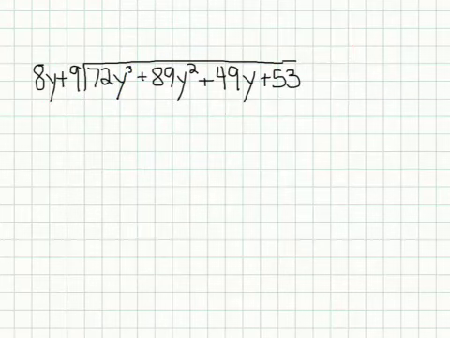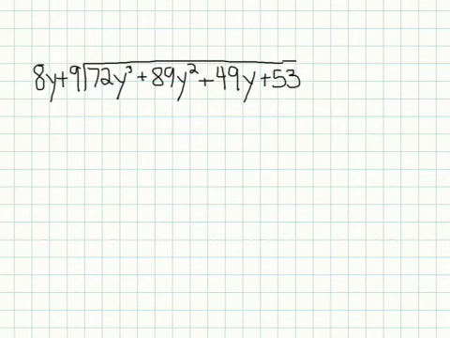Here we have a polynomial long division problem where we want to divide 8y plus 9 into 72y cubed plus 89y squared plus 49y plus 53. And notice that the powers in the dividend are decreasing from highest to lowest, so that's in standard form. So the way we set it up like a long division problem looks like this.